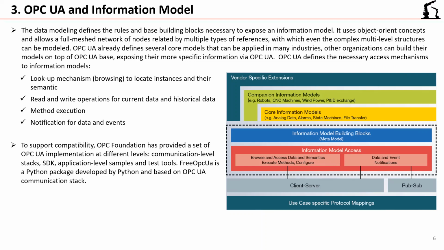So OPC UA itself covers a lot, but we don't need to implement it from scratch. To support compatibility, the OPC Foundation has provided a set of OPC UA implementations. At the communication level, there are many stacks available, and they also provide a software development toolkit. At the application level, there are a lot of sample codes and test tools available. So FreeOPCUA is a Python package, developed in Python, which is based on the OPC UA communication stack. We will use it in this development.